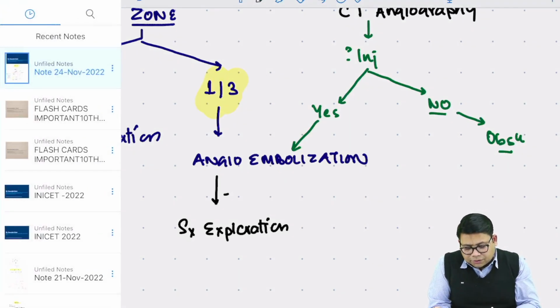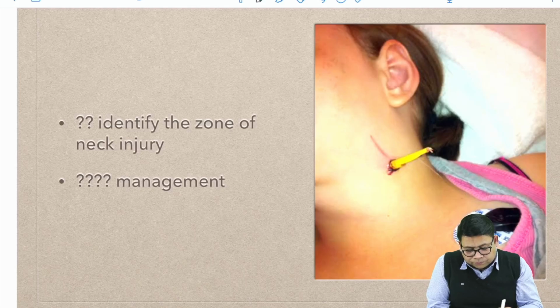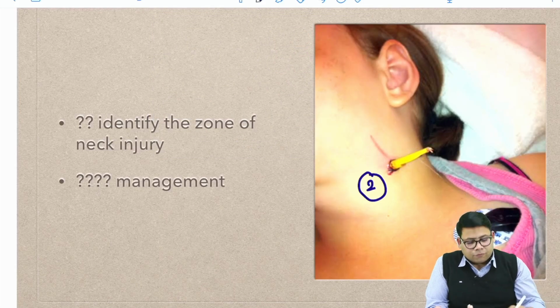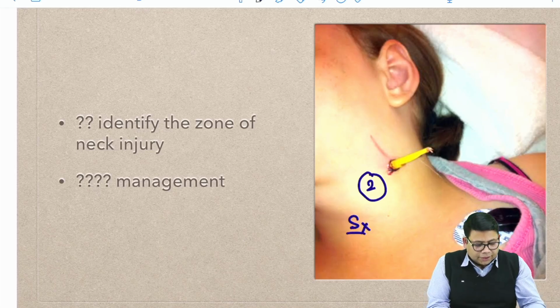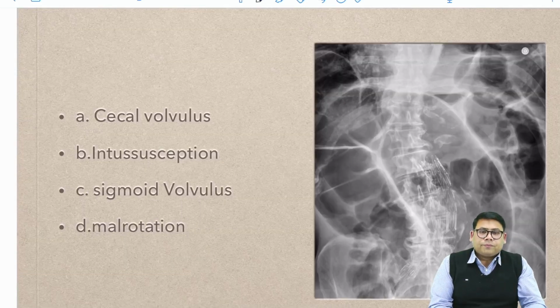So we have got the answer to our first question: identify the zone of the neck. The answer is, it is zone 2 of the neck, and urgent surgical exploration is what we need to go forward with.